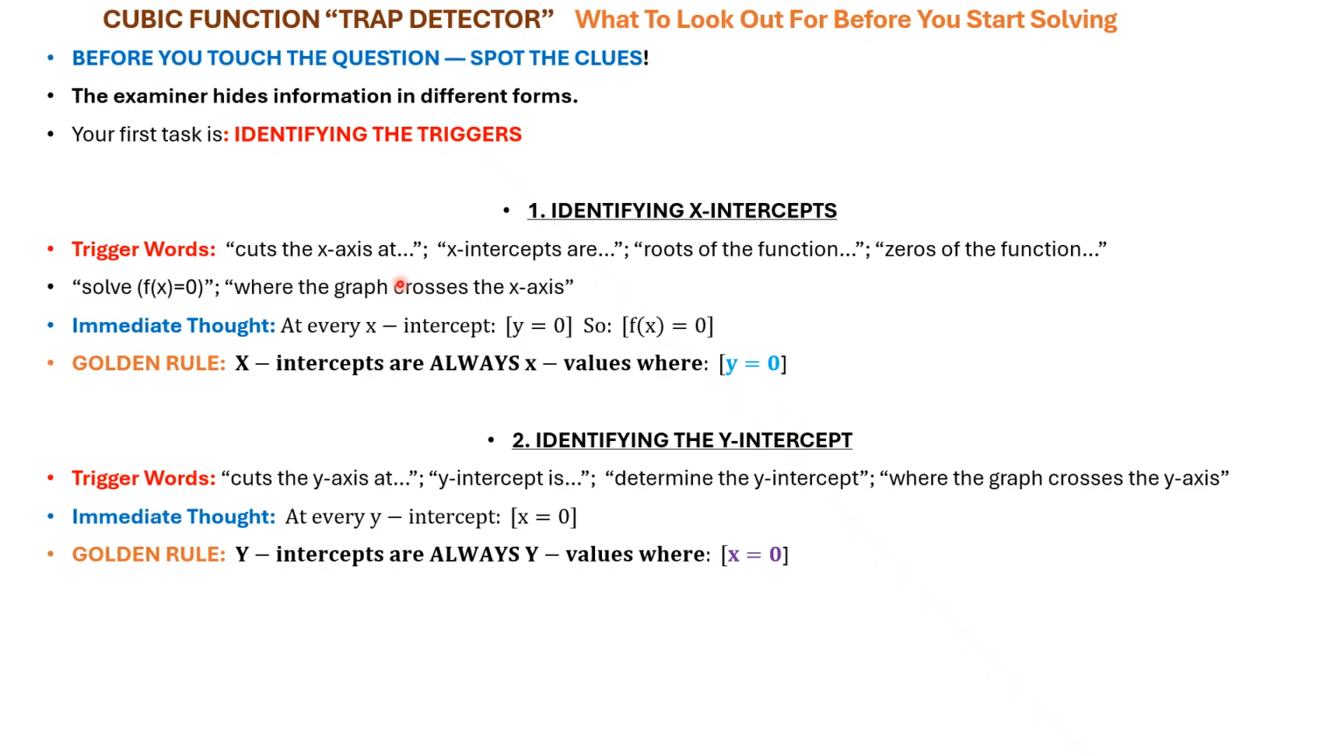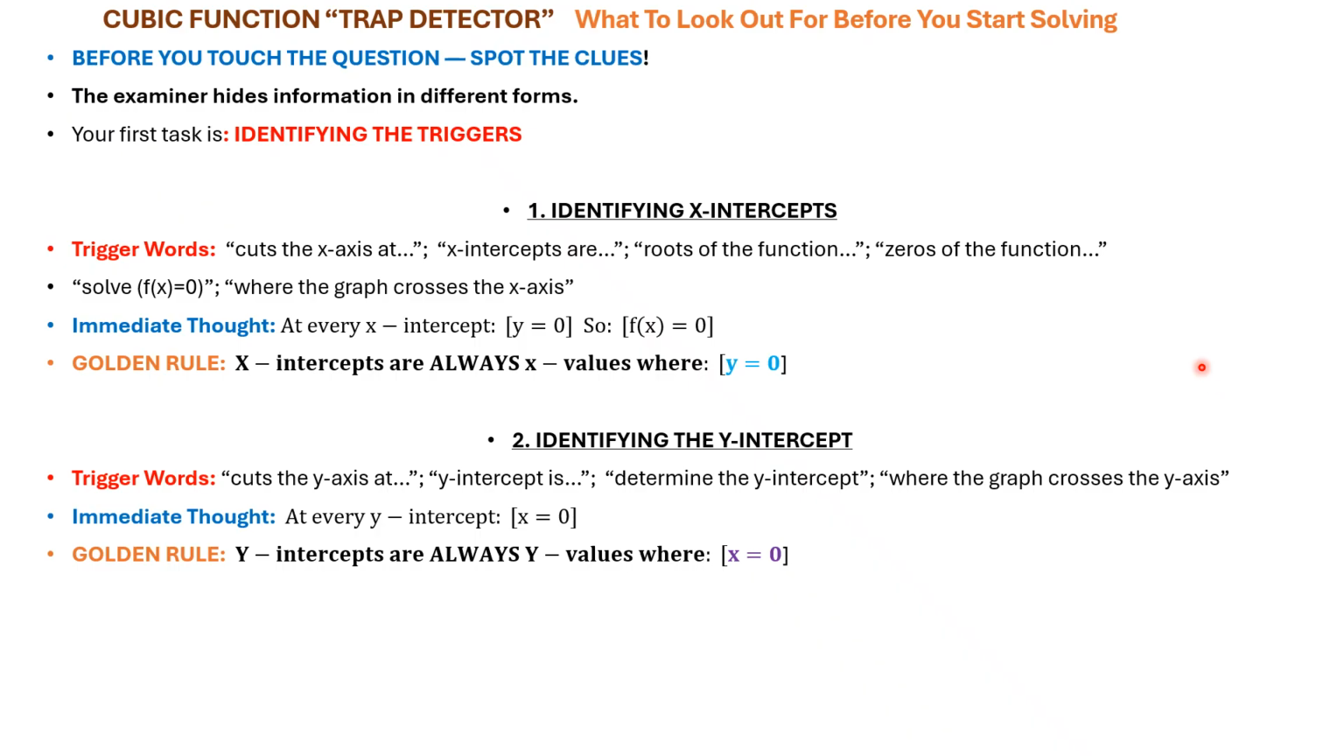The x-axis cut, x-intercepts, roots, zeros of a function, right? We should know for x-intercepts, y will always equal 0. For y-intercepts, x will always equal 0, right? It cuts the y-axis, the y-intercept, where the graph crosses the y-axis.